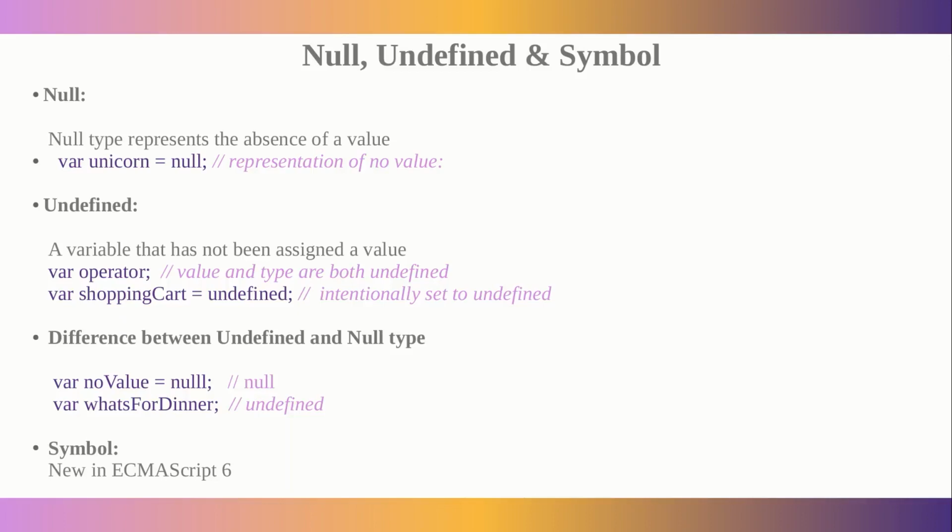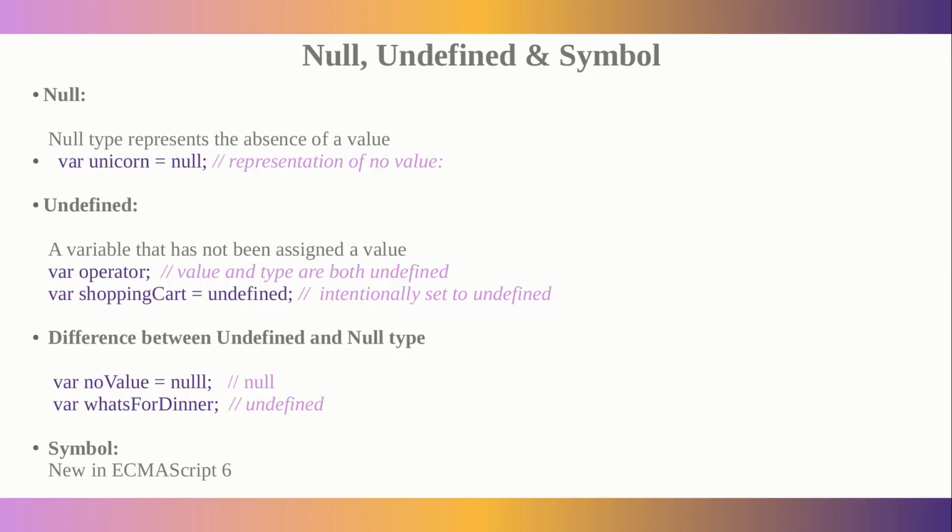Take for example, var unicorn is equal to null. In this example, the variable unicorn has intentionally been assigned the value null. And as I mentioned, the assignment of the value null to a variable represents nothing, as it is a data type that is actually not of any value. And with this, let's discuss what the undefined data type means.